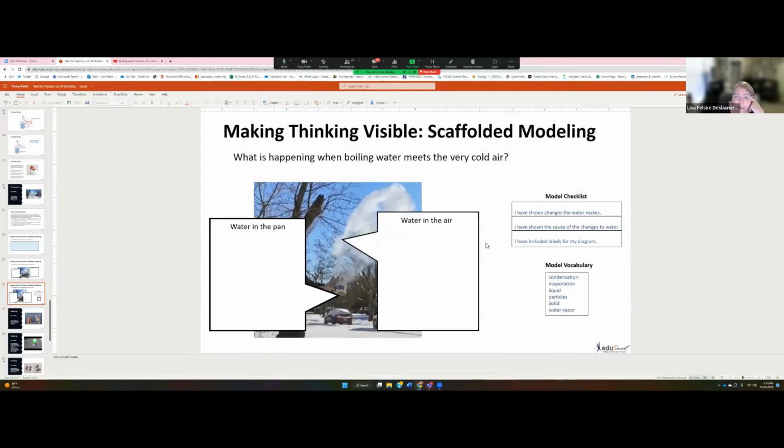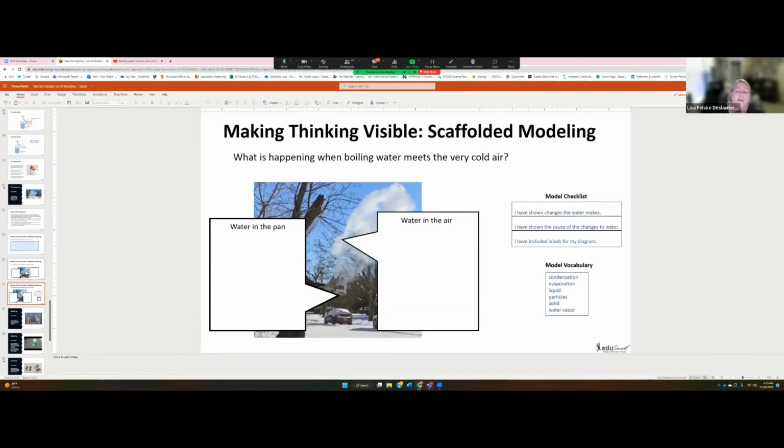You have the same picture, the same question, but you give them more things to do. Here's a checklist. I have shown changes that water makes. I have shown the cause of the change. I have included labels for my diagram that you could draw in here. And I'm going to use all of these words when I do the explanation. So this is a great way to start, okay?